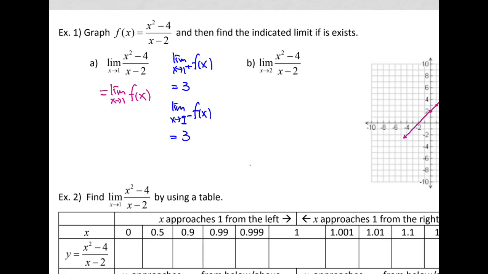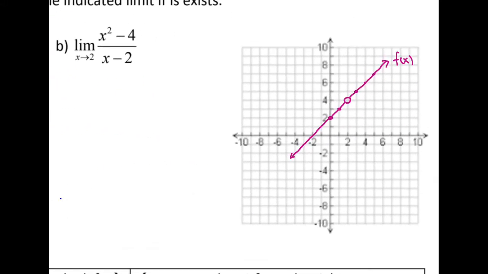Since the left-hand side and right-hand side both have the same value at 3, we say the limit equals 3. Next part, we have to find the limit when x approaches 2. Once again, before I can define the value, I have to find the right-hand side limit and the left-hand side limit. So for x approaching 2 from the right, we have to look at the graph again.